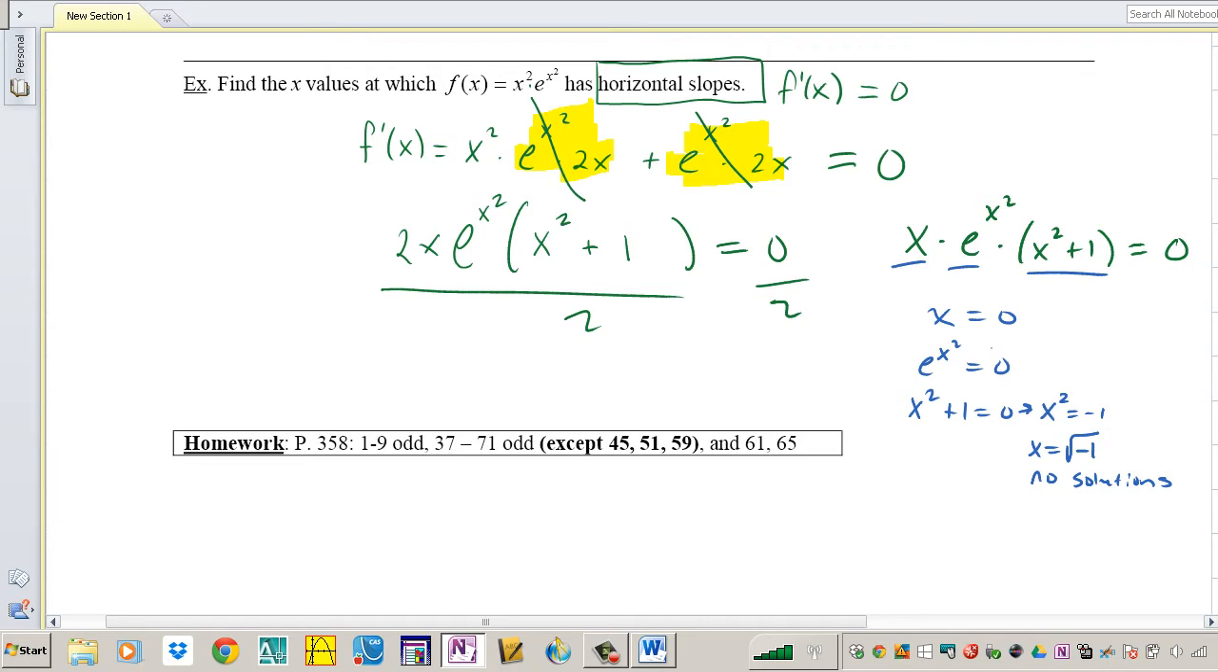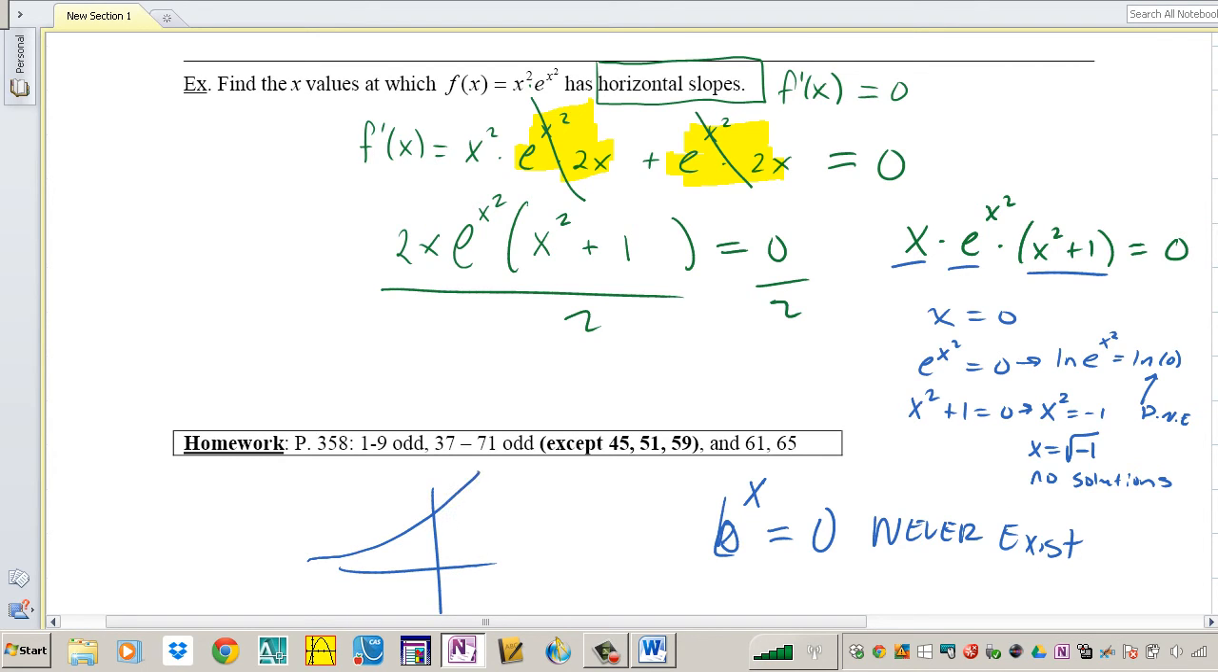So let's go to the next part. Well, e to the x squared equals 0. If I were to solve this analytically, I can take the natural log of both sides, but I have a problem. Natural log of 0 does not exist. In fact, exponential functions that equal 0 never exist. It's impossible because the graph of exponential functions never touch 0, so there is no solution. So that's why it doesn't exist.